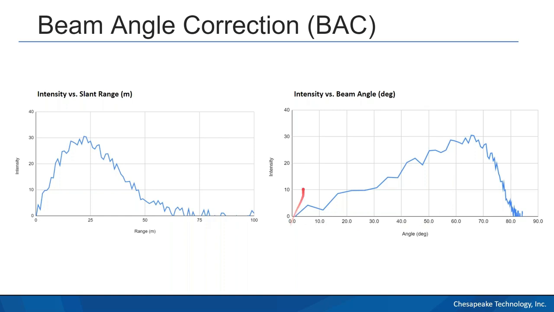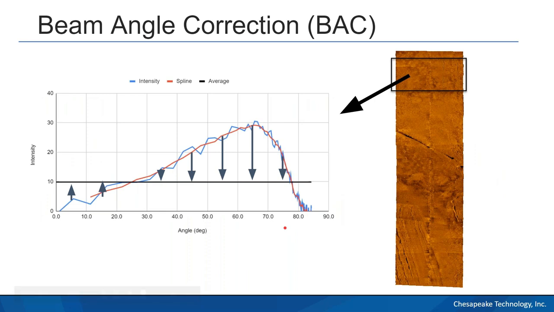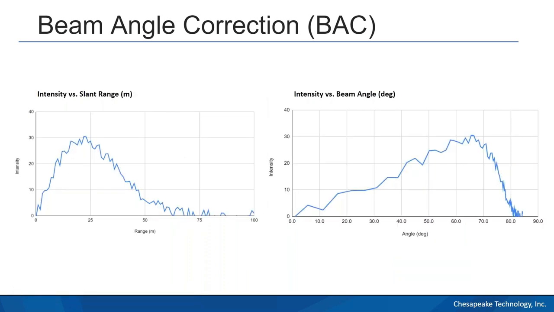But because the angles are changing really fast, if this were our transducer at the top and the angles are spreading out this way, you get a lot of oversampling towards the nadir here. Between 0 and 40 degrees, it's only got 1, 2, 3, 4, 5, 6, 7, 8 points. That's this area right in here. So where beam angle correction is superb is in correcting for the nadir area. And I'll show you how it works.